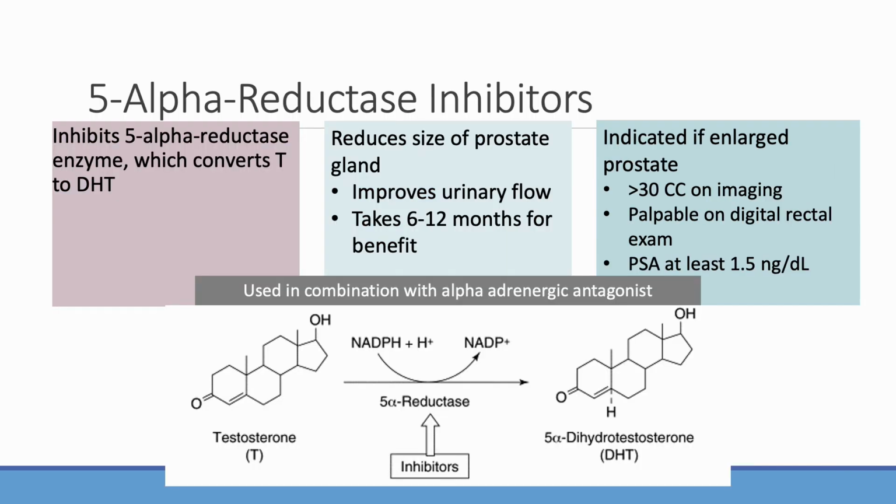So the 5-alpha reductase inhibitors, so this should look pretty familiar. So we have our testosterone that's broken down via the 5-alpha reductase to the 5-alpha dihydrotestosterone or DHT. These are going to be used in combination with an alpha adrenergic antagonist, and they'll inhibit that 5-alpha reductase to reduce the size of the prostate gland because some of the effects of the DHT include the increased BPH.